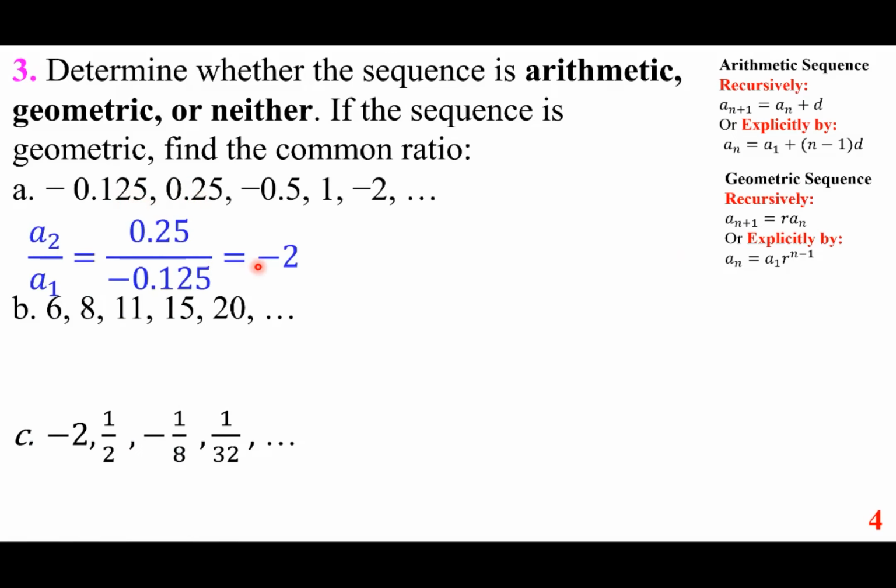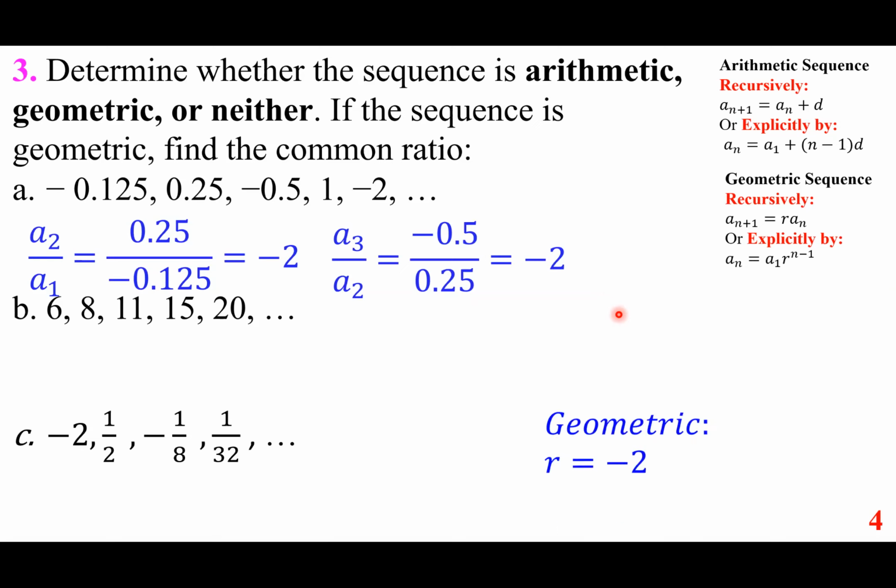And this is not enough, because you have to check this one and this one and this one. I'm going to check one more. Negative 0.5, which is a sub 3, divided by 0.25, which is a sub 2. That is also negative 2. And you can continue with more. That's probably enough when you have two of them. Therefore, this proves it's a geometric sequence with the ratio of negative 2, or the common ratio of negative 2.